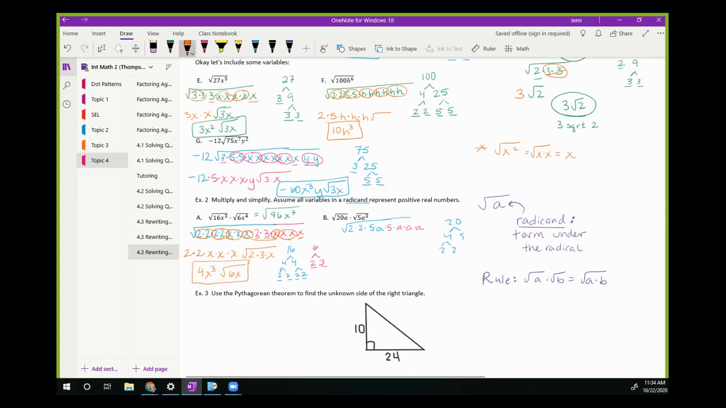Then I go through and I look for pairs. 2 times 2, so the square root of 4 gives me a 2. I can bring that out. 5 times 5, the square root of 5 times 5 is 5. I get 1 pair of A's and another pair of A's and nothing left inside the radical. So that means on the outside I have 2 times 5, which is 10, and A times A, which is A squared.